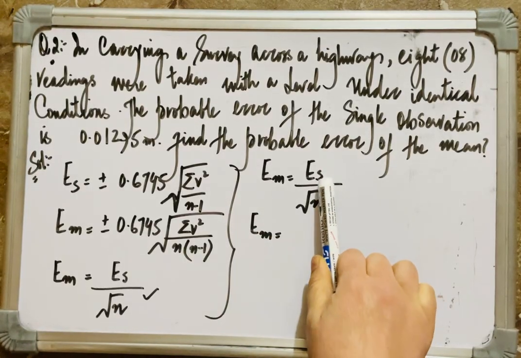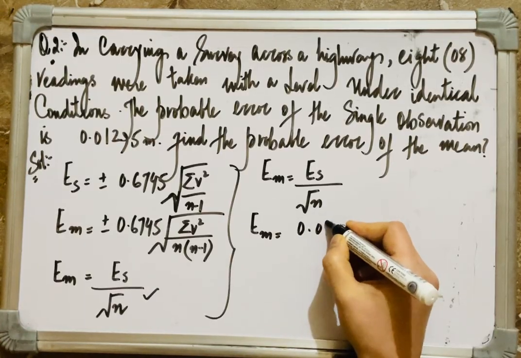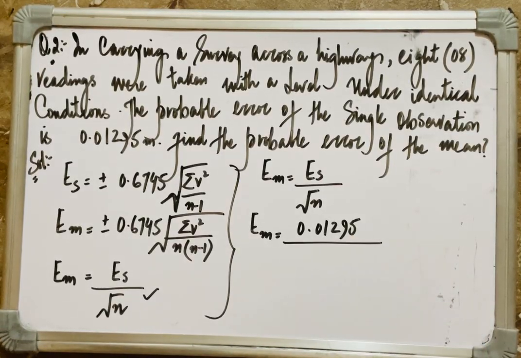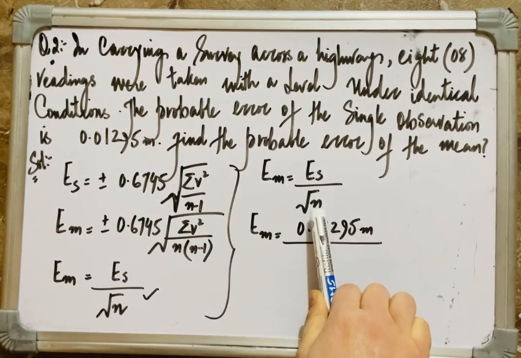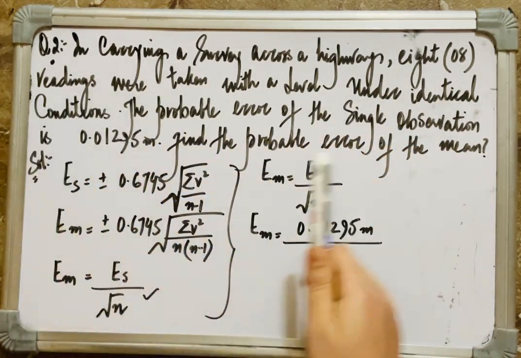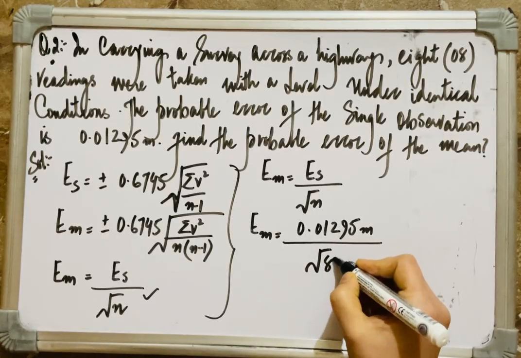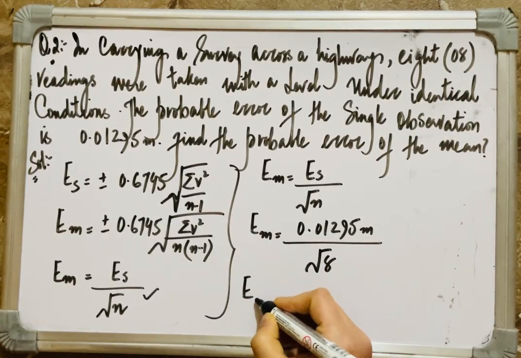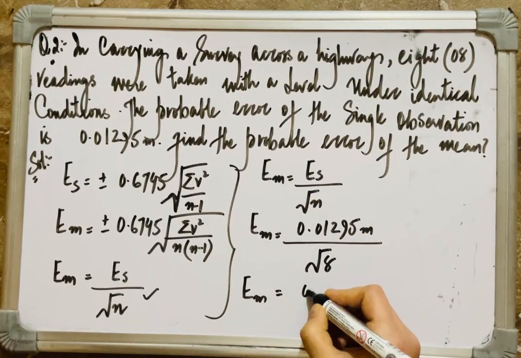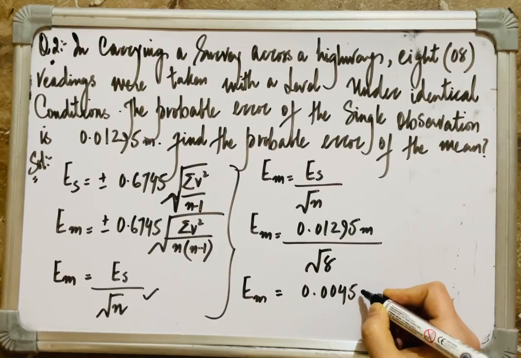What is the probable error of the single observation? It is 0.01295 meters. All right. And what is n? How many observations? In carrying the survey across the highway, 8 readings were taken. So n is 8, divided by square root of 8. By calculations, my most probable error, or the probable error of the mean, is equal to 0.00458 meters.